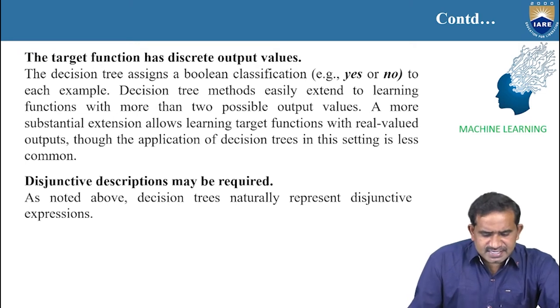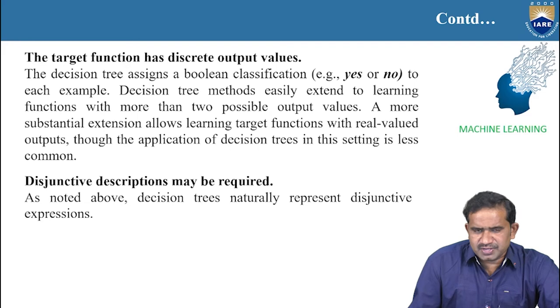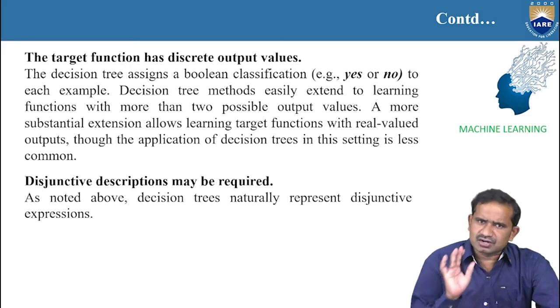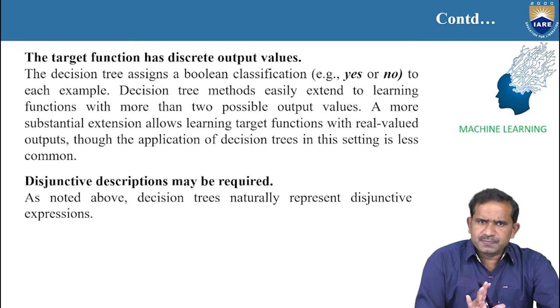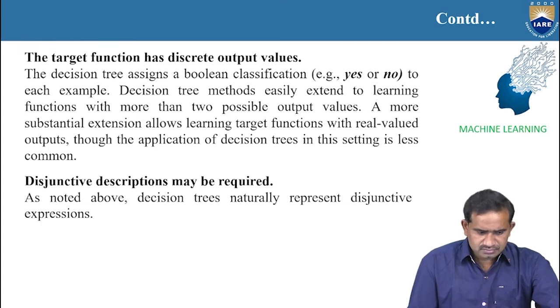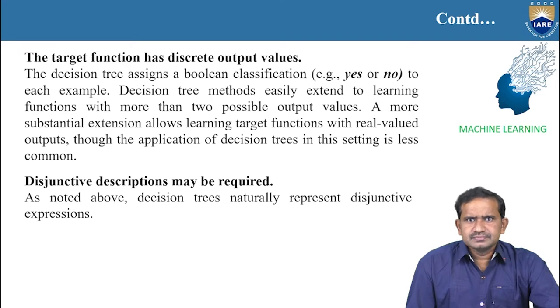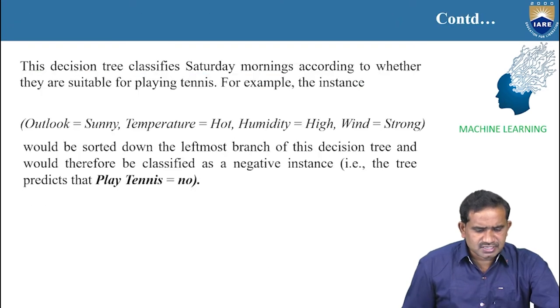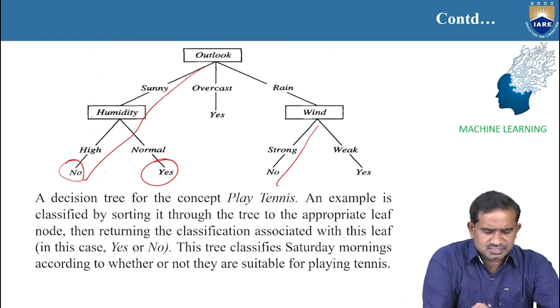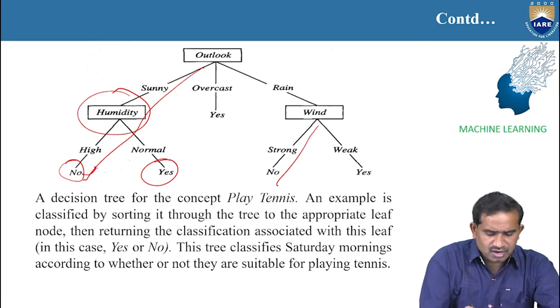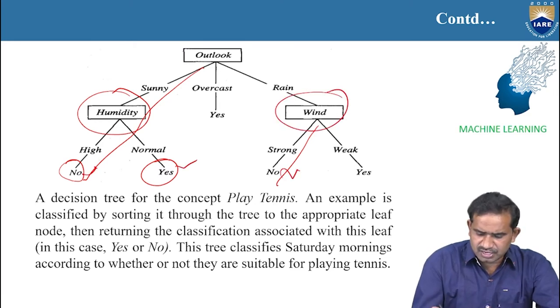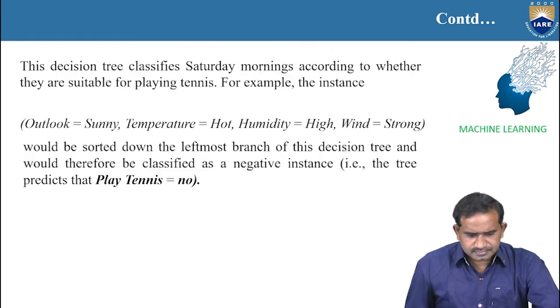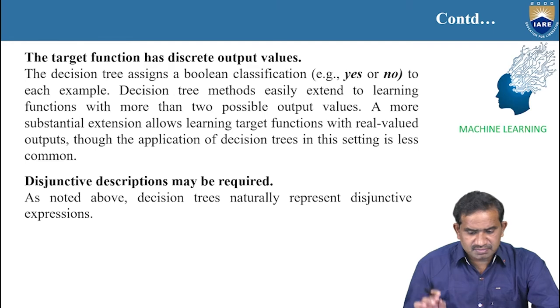So the decision tree assigns a Boolean classification. Example, yes or no. Means two things only, two objectives. Either yes or no, means true or false, or positive or negative. The resultant will be positive or negative, or you accept yes or no, like that. The decision tree assigns a Boolean classification, either yes or no, to each example. We can observe this here itself. We can take some more yes or no examples, either no or yes. Like that, we can have some instance values, either yes or no.